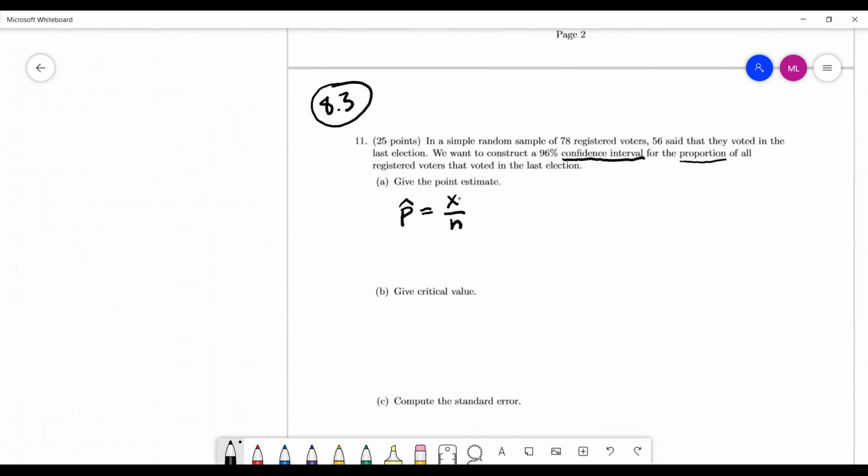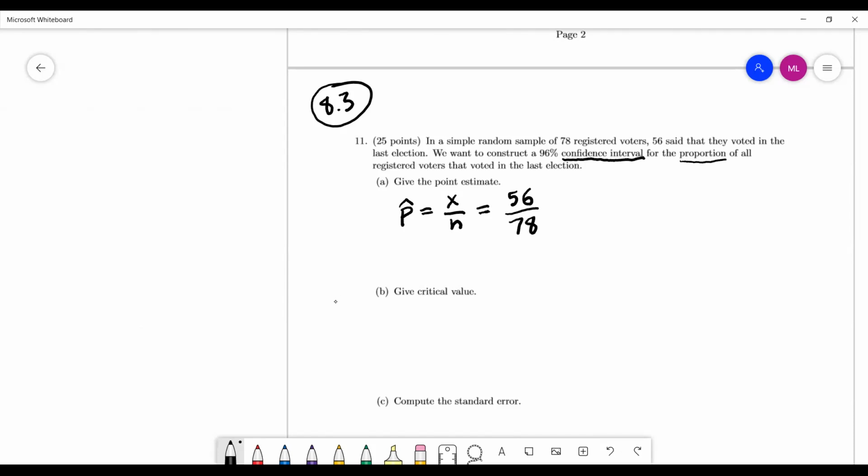So in this case, how many out of how many voted in the last election? We're trying to construct a confidence interval. In our sample, we sampled 78 people and 56 said they voted in the last election. We're trying to use that to extrapolate and figure out what percentage of all registered voters voted in the last election. So our point estimate is the best guess based on the information available to us. And in the information available to us, 56 out of 78 voted. So that's our proportion, 56 out of 78.